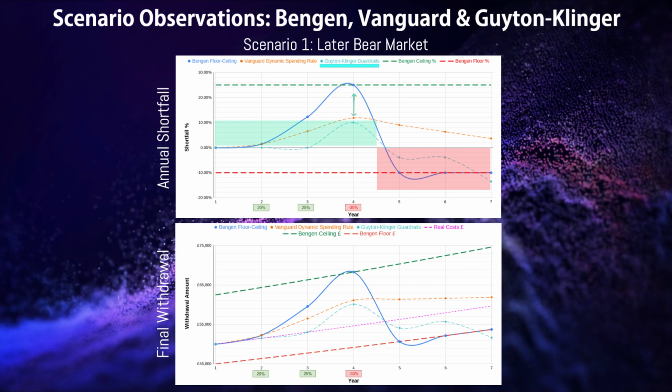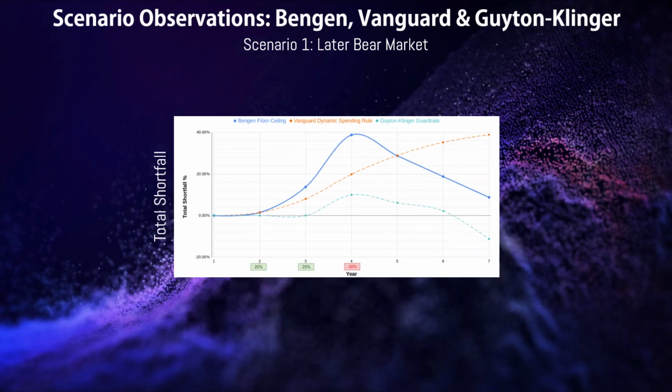It doesn't allow as much spending compared to Bengen or Vanguard and is quicker to reduce withdrawals, though not as fast as Bengen. Vanguard exhibits the least volatility, as its floor-ceiling adjustments are based on the previous year's withdrawals. However, in an extended downturn, you could see significant declines in withdrawals. Vanguard also stands out for consistently maintaining withdrawals above real costs throughout the 7 years.